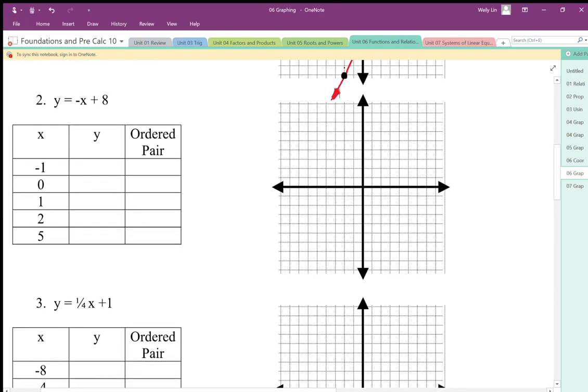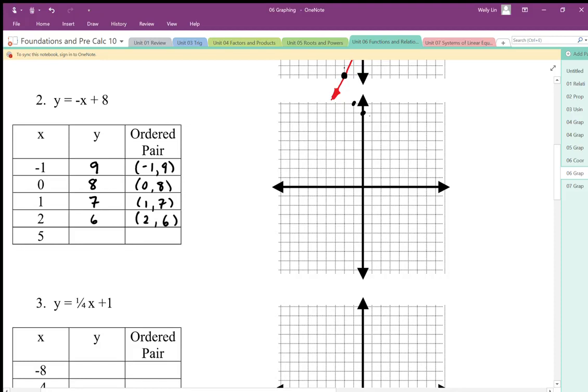So again, here we want to plug in our X, calculate Y. Be careful with your double negatives here. -1 × -(+8) = +9. So the ordered pair is -1, +9. So -1, +9 is going to be up here somewhere. Then 0, 8. Okay, plug in 0, my y is 8. Plug in 1, -1 + 8 is 7. So 1, 7. For 2, I get -2 + 8 is +6.